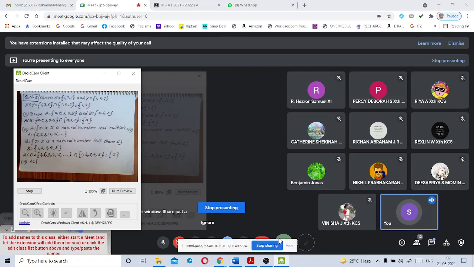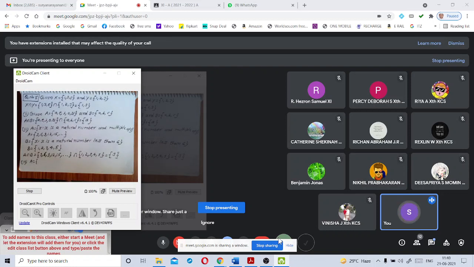What is the character of that natural number? It should be greater than 1. Yes or no? 1 less than x means x is greater than 1. Indirectly, the natural number should be greater than 1 and less than or equal to 6.